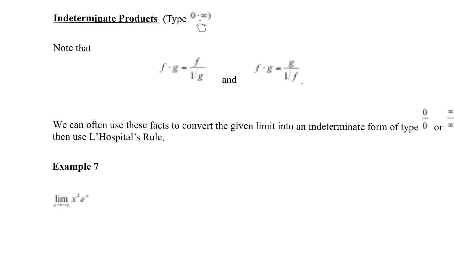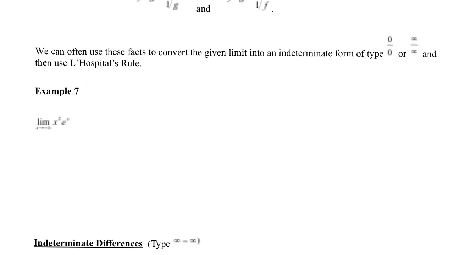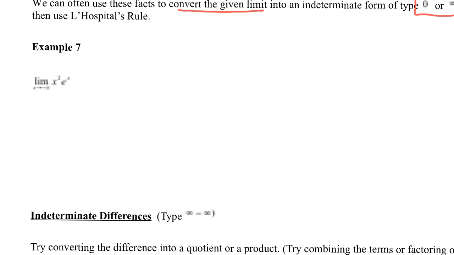Whenever you have 0 times infinity, one of these is going to get us where we need to go. And sometimes you just have to guess. Like sometimes you'll guess one and it doesn't work, so you have to try the other one. So that's what it's saying here. We use these facts up here, these two facts, to convert the given limit to one of these. We always need one of these. So to see how that works, let's try example 7.